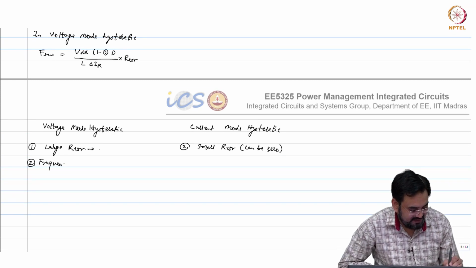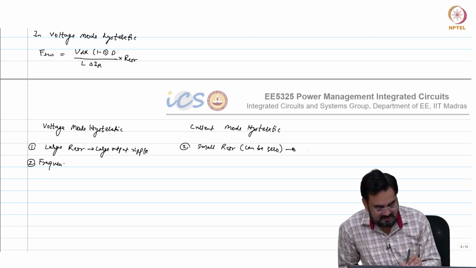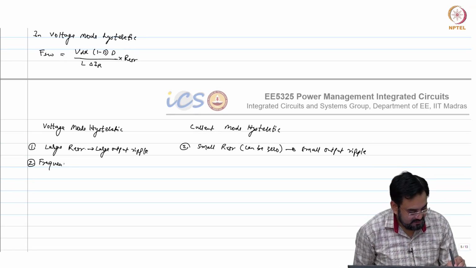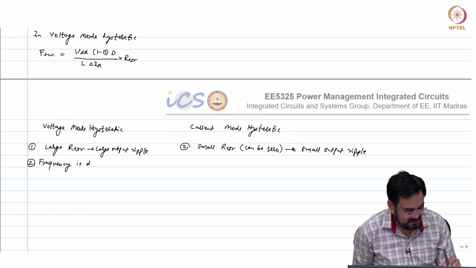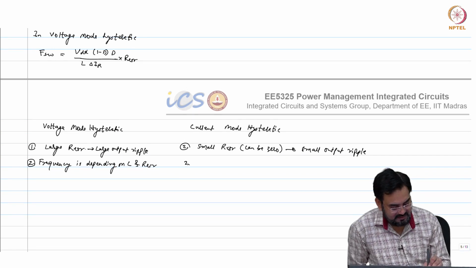So by the way, this will get reflected to large output ripple, which means small output ripple. Frequency is in RS.